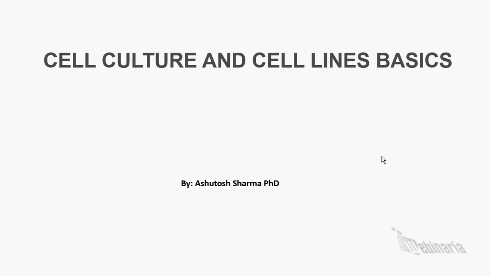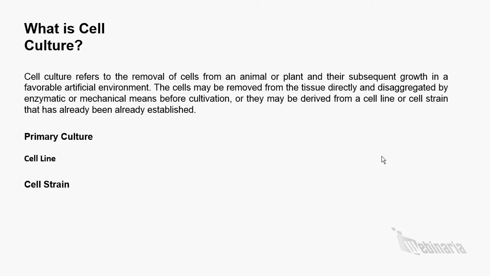Cell culture refers to the removal of cells from an animal or plant and their subsequent growth in a favorable artificial environment. The cells may be removed from the tissue directly and disaggregated by enzymatic or mechanical means before cultivation, or they may be derived from a cell line or cell strain that has already been established. Cell culture may be further divided into three categories: primary culture, cell line, and cell strain.